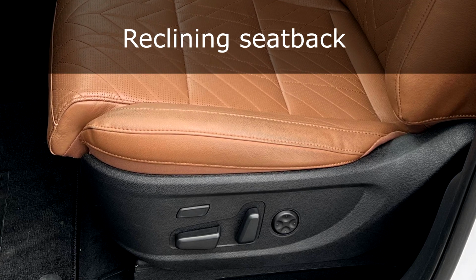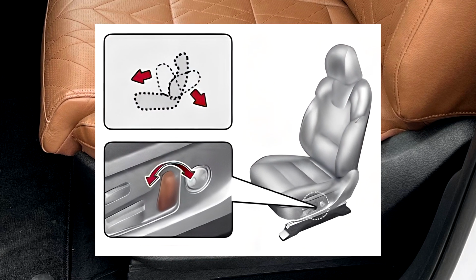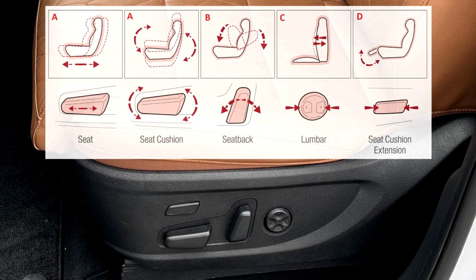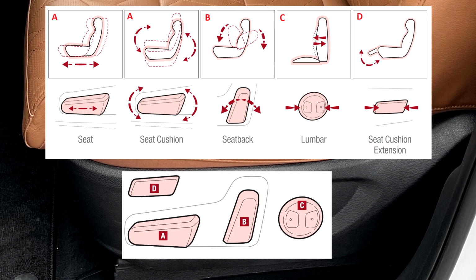Reclining seatback. Adjust the seatback angle by pressing the control switch forward or backward. When the seatback is positioned as desired, release the switch.